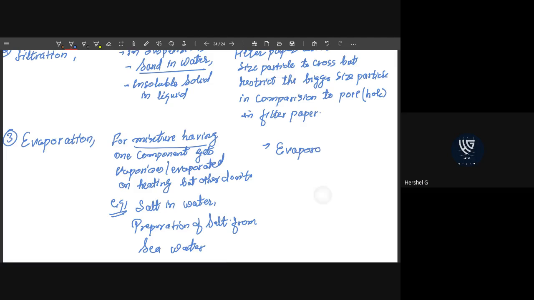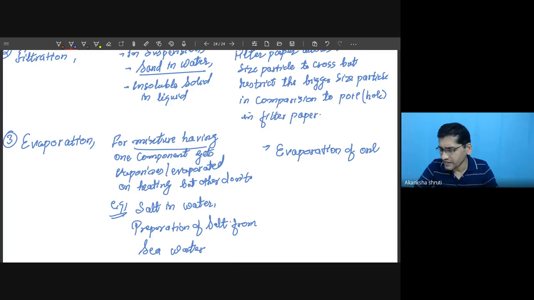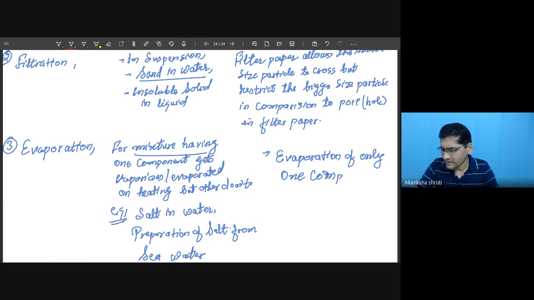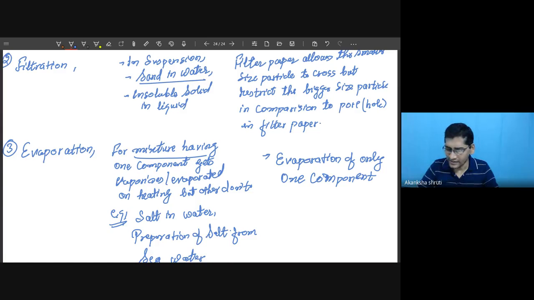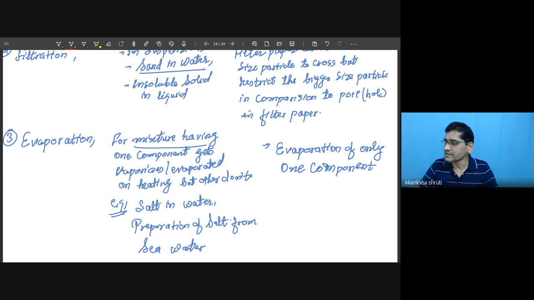One component gets vaporized. Just wait, heating. Please write: evaporation of only one component. So this we have to keep in mind, while the other component remains undisturbed, or remains collected in the utensil. That's why it is only one component. This is the example we have written.